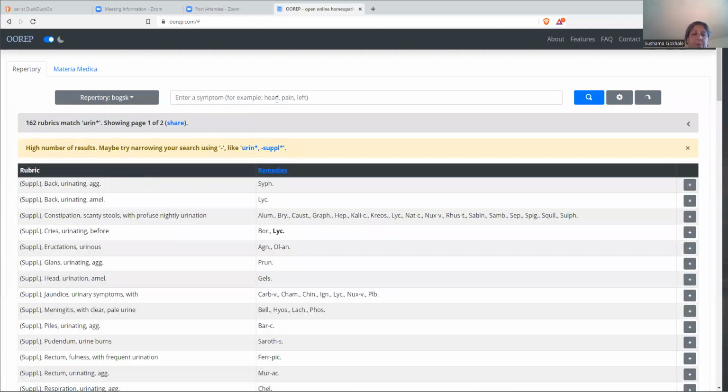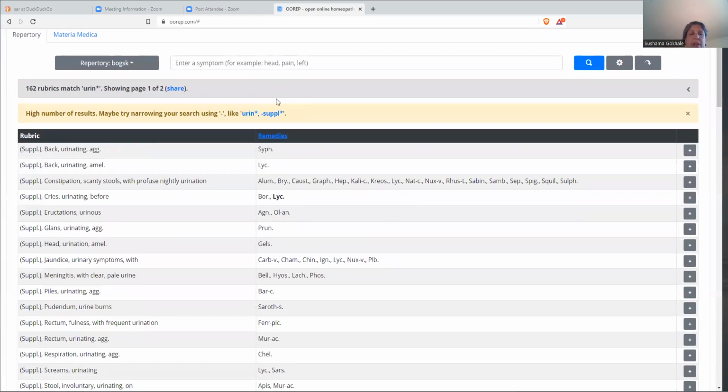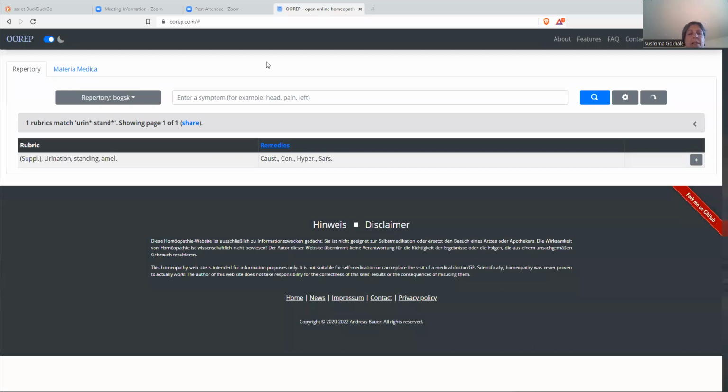So many urination remedies. Okay, urination, standing. Standing ameliorates, meaning standing makes the urination better, not worse. So that's not what we're looking for. Well, maybe, I don't know what they mean by makes it better. I mean, mine flows more quickly standing. Oh yes, you can pee better standing.